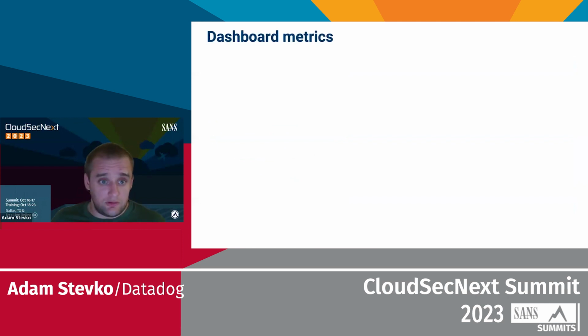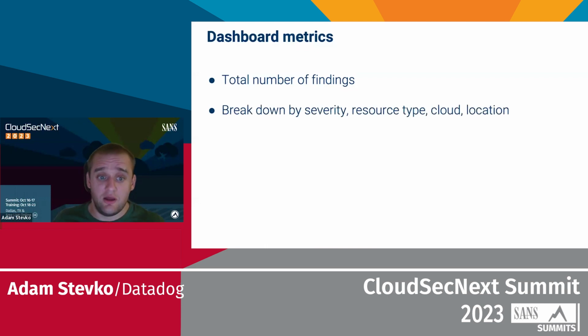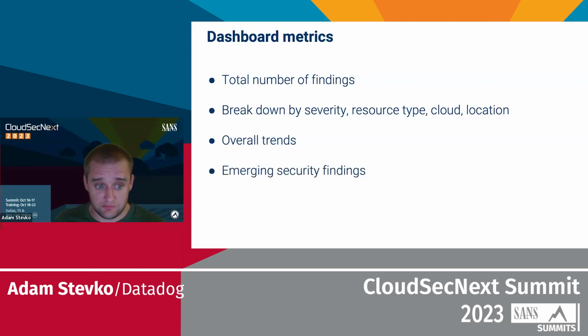On those internal dashboards, we are monitoring a couple of things. First and foremost, the total number of findings. But this number on its own doesn't have any context. So we are trying to provide more metadata and break it down by severity, resource type, cloud, location, team, and so on, so we are able to provide more context. It also allows us to collect overall trends. If we see that the overall number of findings is increasing or decreasing over time, this is actually a good benchmark of how the remediation process is going.